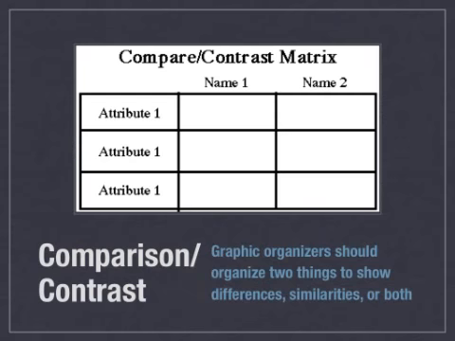There are many different graphic organizers that will help in comparison contrast. This one is a matrix. It has two different things, though you could add extra columns for more than two, and it's comparing along specific attributes. I want you to notice the word attribute. It's important. You have to compare and contrast similar attributes or characteristics. You can't go into a comparison contrast without specific things to compare and contrast.